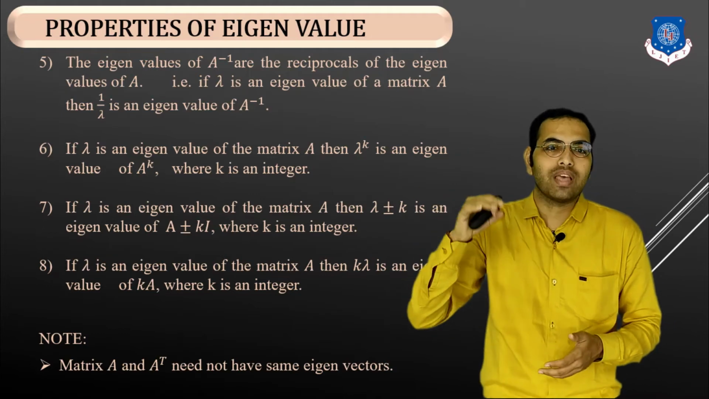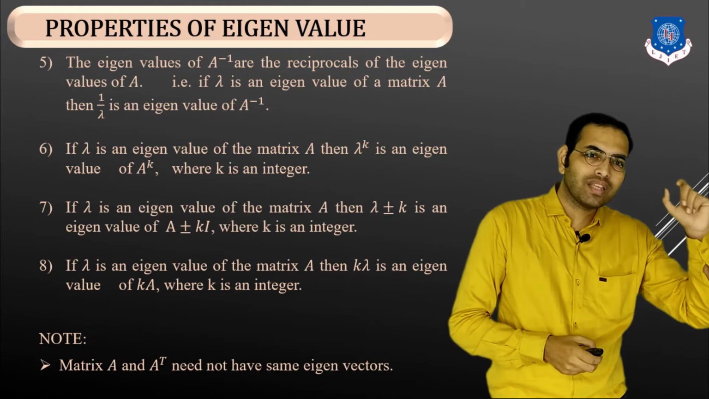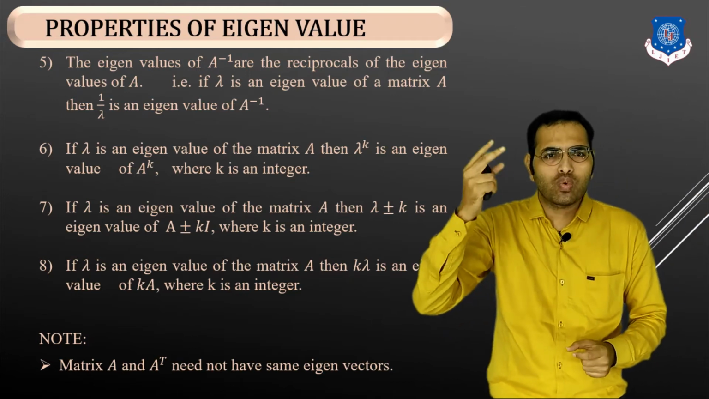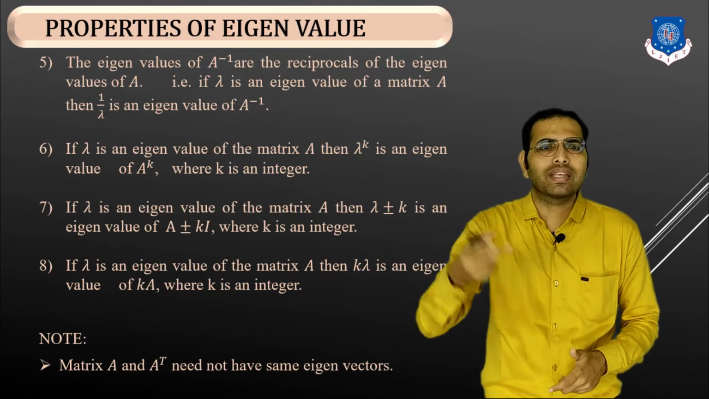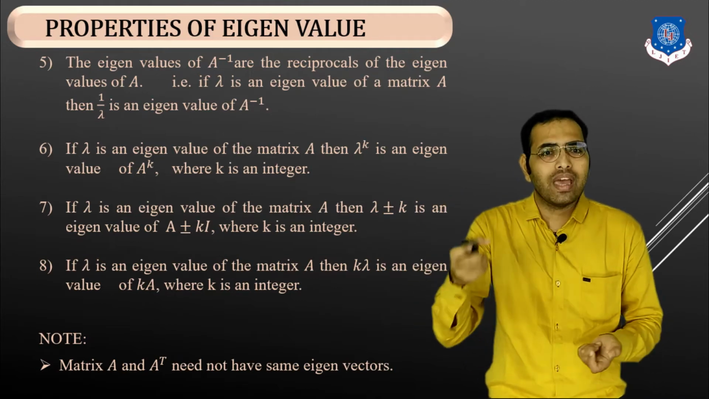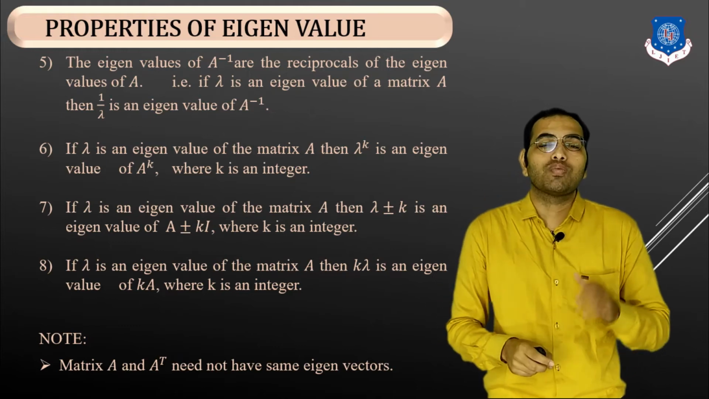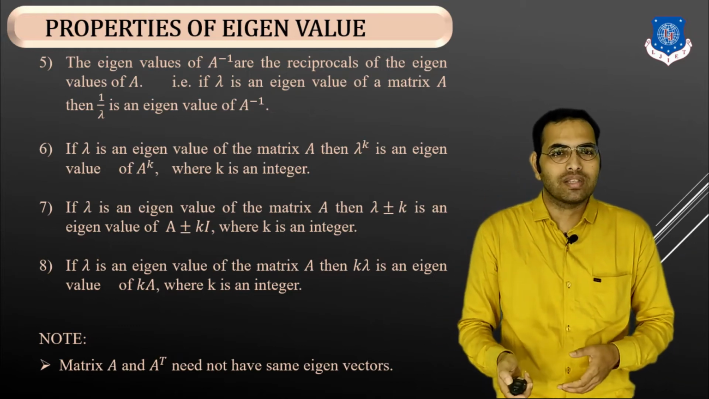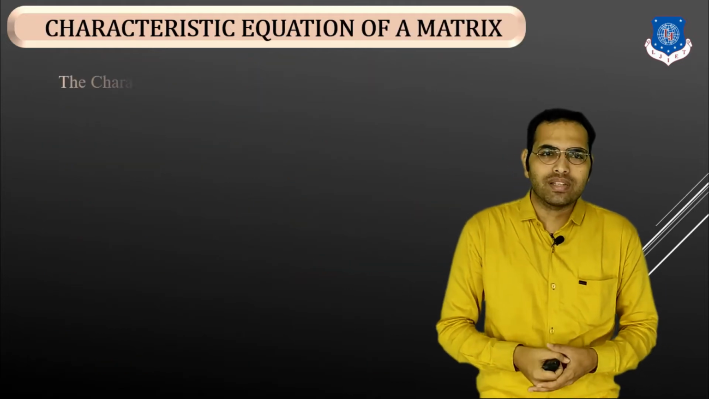For all the remaining properties, the eigenvectors are the same for the matrix A and for A raised to k, A inverse, A plus or minus kI, or kA. Each and every one of these properties has the same eigenvectors for the given matrices. Let's see the characteristic equation of matrices.